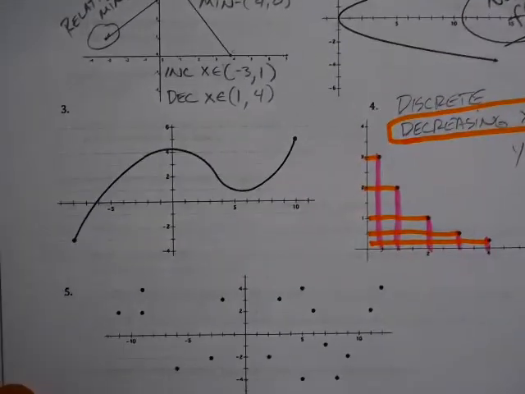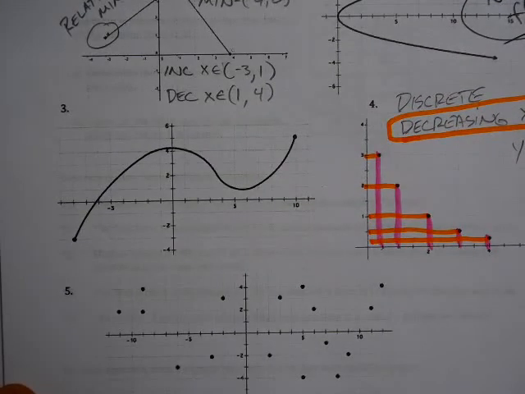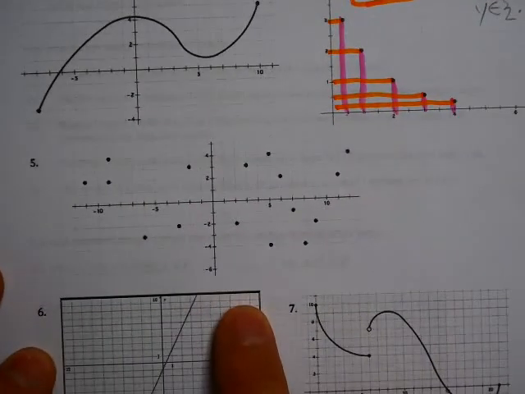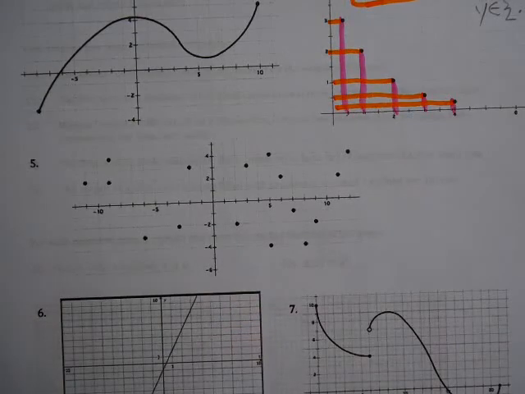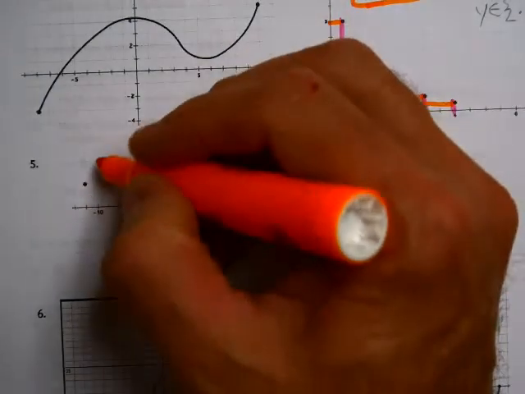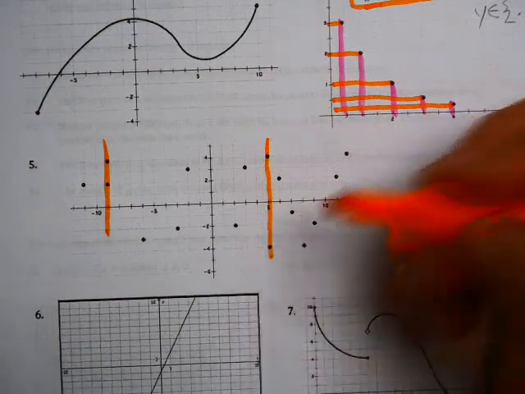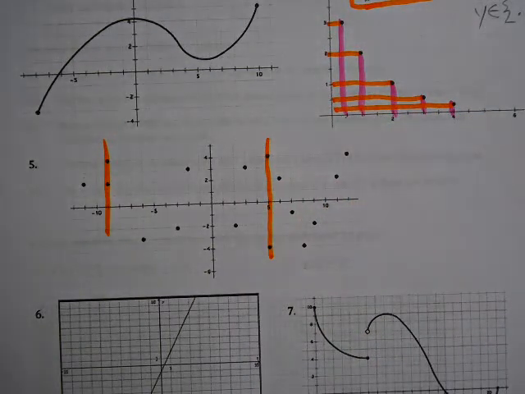Number 3, is that a function? Yes, I agree. That would pass the vertical line test. 4 was a function. How about 5? Yeah, that's not a function because here I've got a problem. Is there any other spot? Yeah, it does. It looks like at 5, but it doesn't matter. Once you see that, so this is not a function.